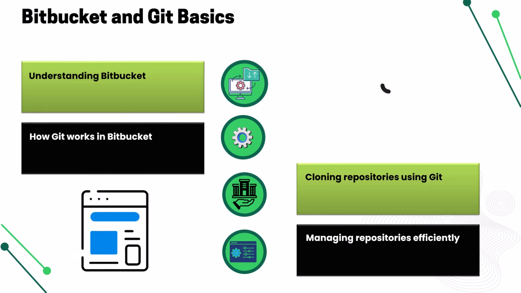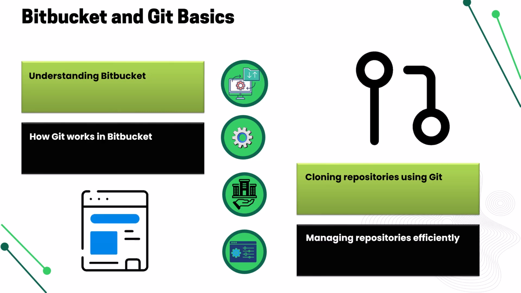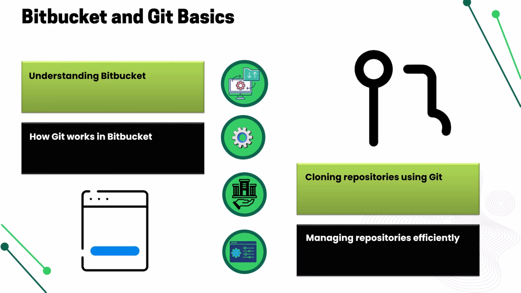Before we jump into automation, let's go over the basics. Bitbucket is where your code lives, and Git is the magic wand that helps you manage it. We'll walk through how Git operates within Bitbucket, the process of cloning repositories, and some tips to keep things organized. Because hey, a little structure never hurt anyone.